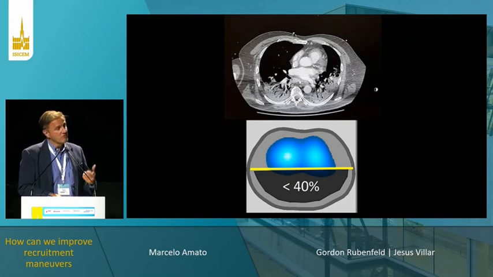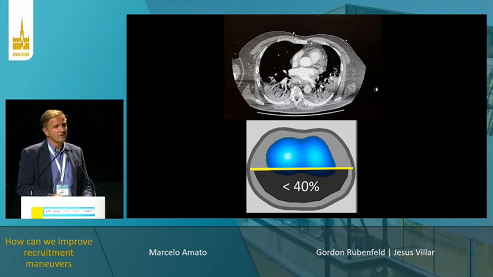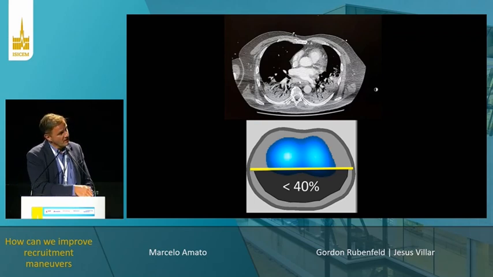And if you're not successful and you cannot increase this value to at least 50%, this is a patient that has to go to prone positioning or some lateral positioning. We have some data to show about this, and we are going to show it in the late afternoon. But this is a strong signal that this patient has dorsal atelectasis.